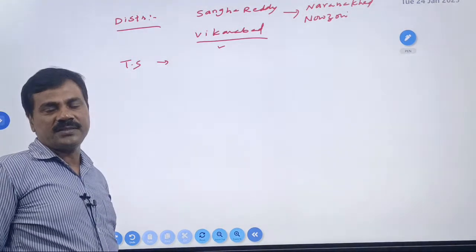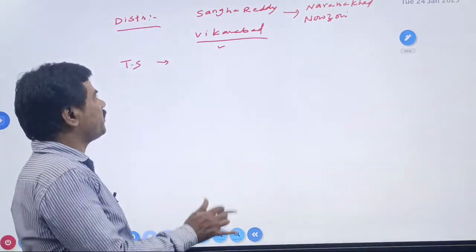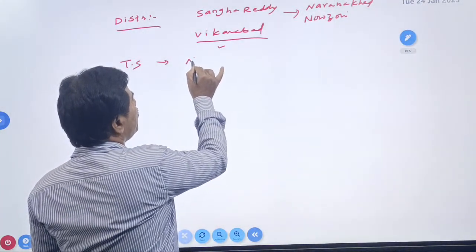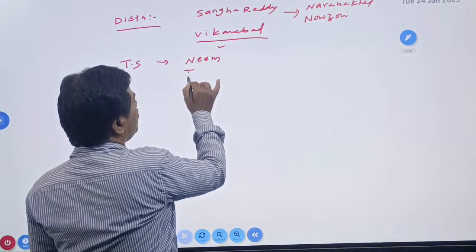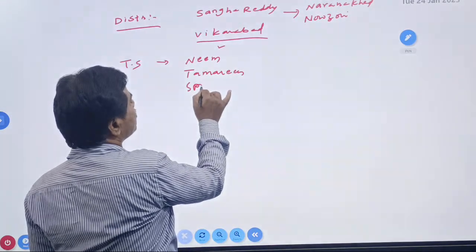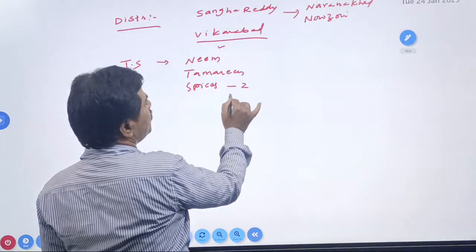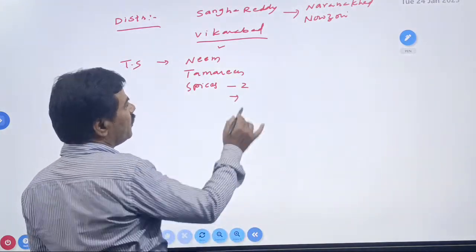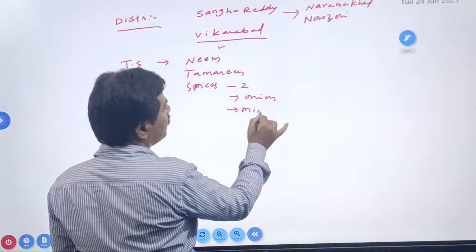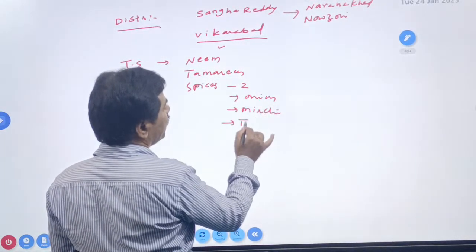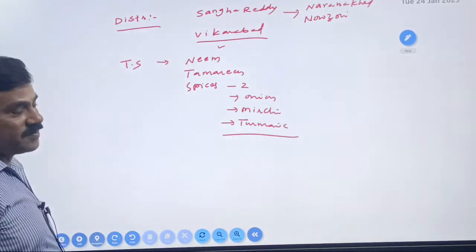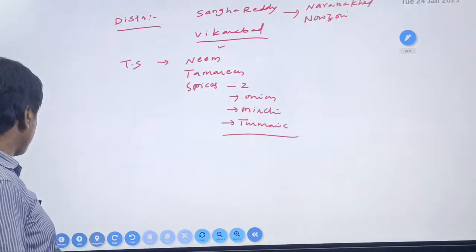In laterite soil, the crops cultivated are neem, tamarind, and also spices like ginger, onion, mirchi, turmeric. These are the crops cultivated in laterite soil.